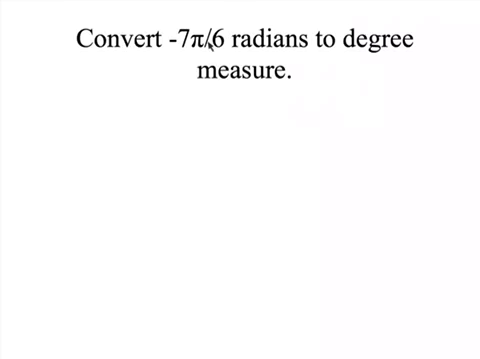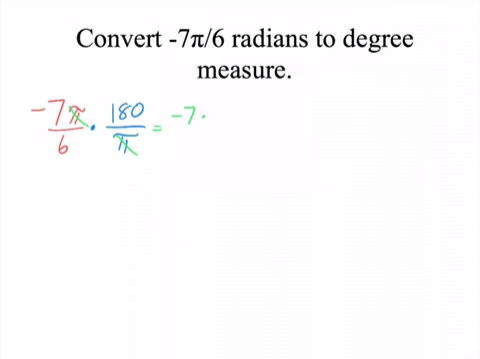Convert negative 7 pi over 6 radians to degree measure. So let's start by writing down negative 7 pi over 6. And to convert it, I'm going to multiply by a fraction. And if I'm trying to get a degree, I want to get rid of pi, so I'm going to put pi in the denominator. Then I got to choose its equal value as a degree, which would be 180. That allows me to cross out my pi's, and now I have a degree, which I have to reduce. So I now have negative 7 times 180 over 6.